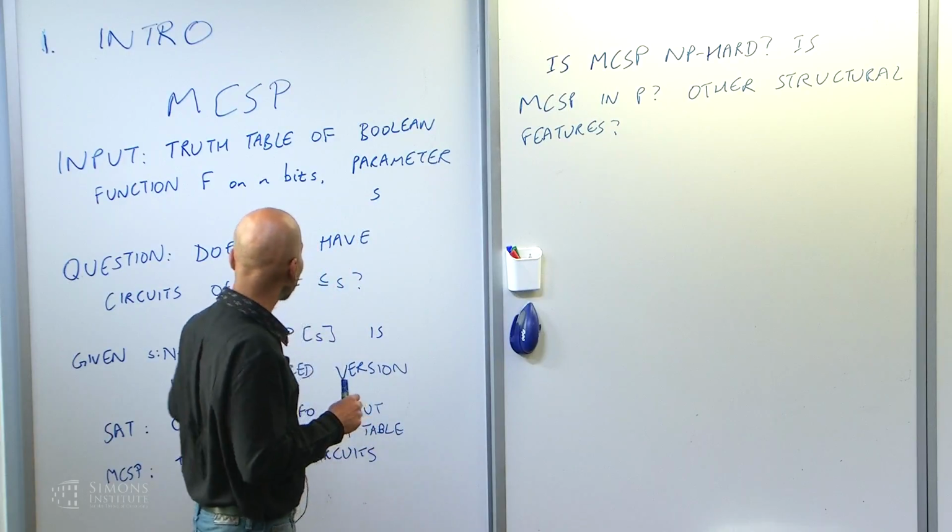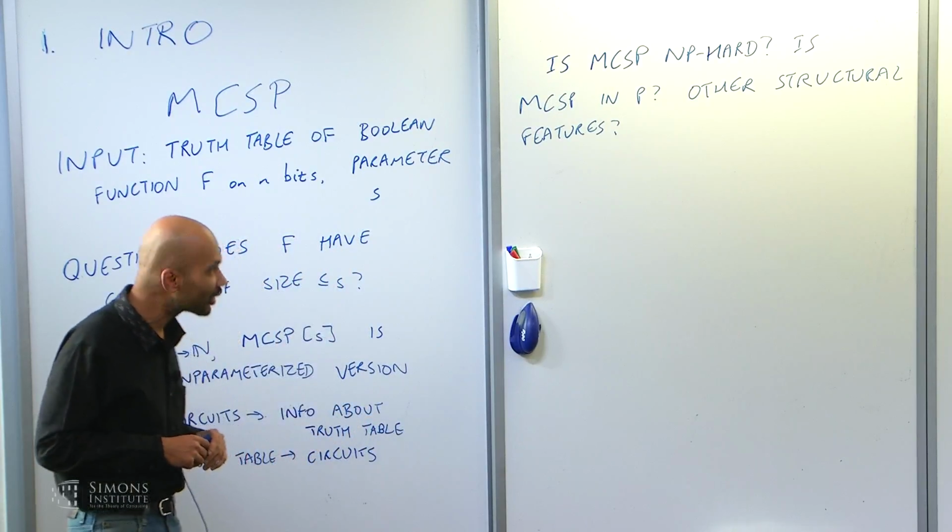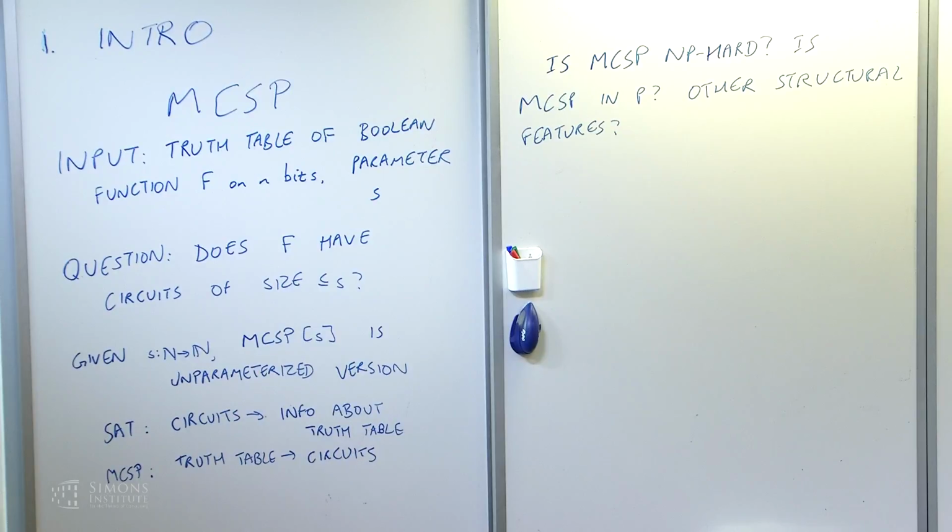So let's get started. What is MCSP? Here's the most basic version of the problem. Eric already defined this yesterday, but I just want to make sure we're all on the same page. The input is just a truth table of a Boolean function on little n bits. The truth table is of size 2 to the little n, so let's call that capital N, and you're given a parameter s. The question is, does this Boolean function represented by this truth table have a circuit of size at most s? So this is just the basic version of the question.